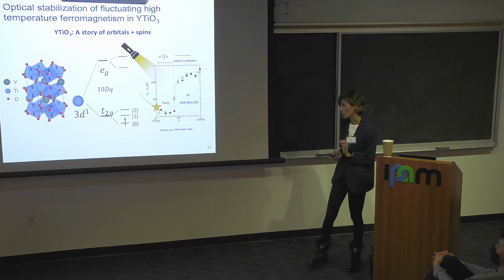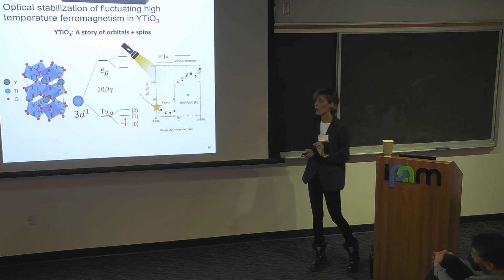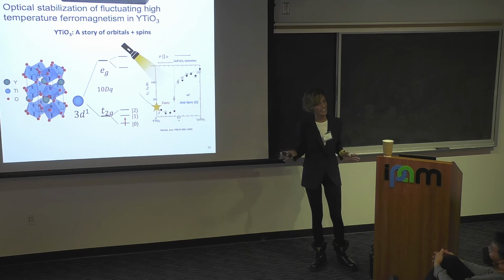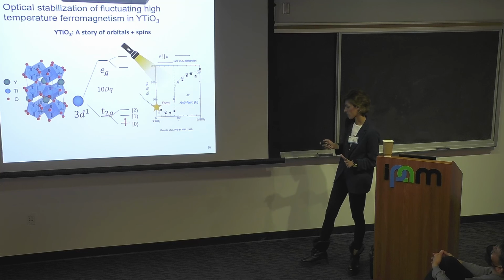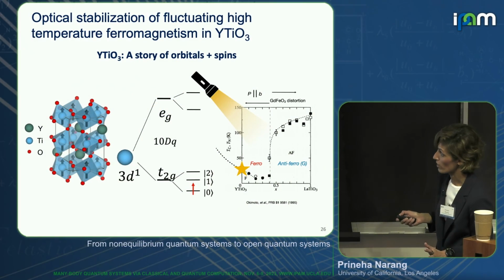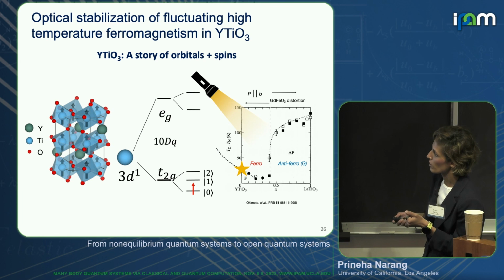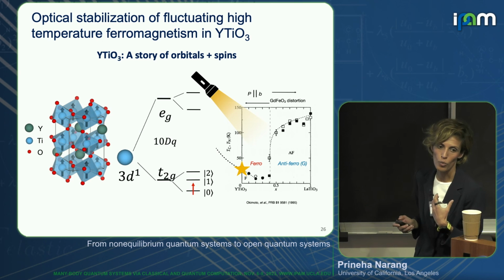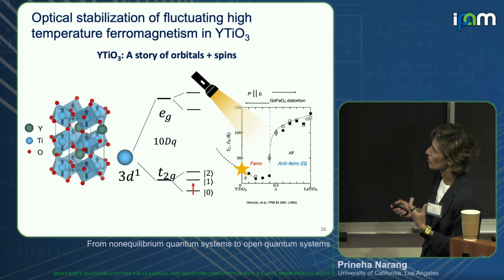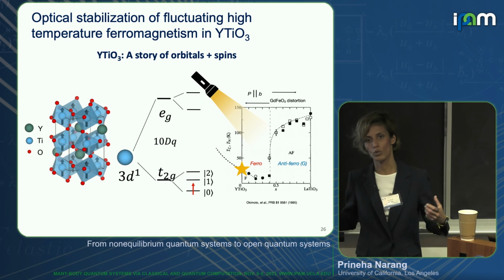And now my story is going to pick a specific system where hopefully we don't disagree on anything, because this is a pretty well-defined and well-agreed upon system called YTO. This is something where you have a very well-defined EG T2G split. It sits on the border of ferro and antiferromagnetic order, right? And it undergoes a distortion that is so well characterized that it's a type of distortion, a gadolinium ferrite type distortion.